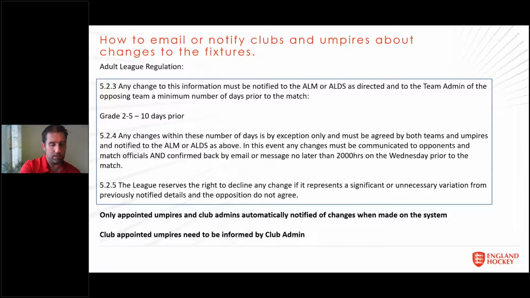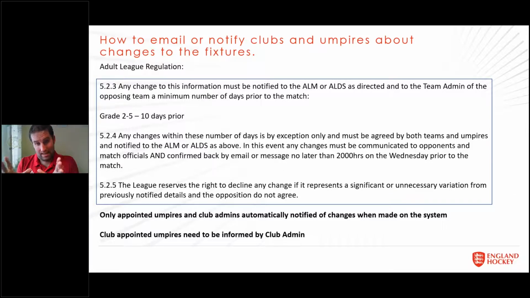So particularly grade 2 to 5, 10 days prior is when they have to have made their changes to the fixture without having to go through a competitions administrator. So they can amend the times and details on there and the venue on their fixture. They can't amend the dates. A club can change their times and venue 10 days prior to the fixture.